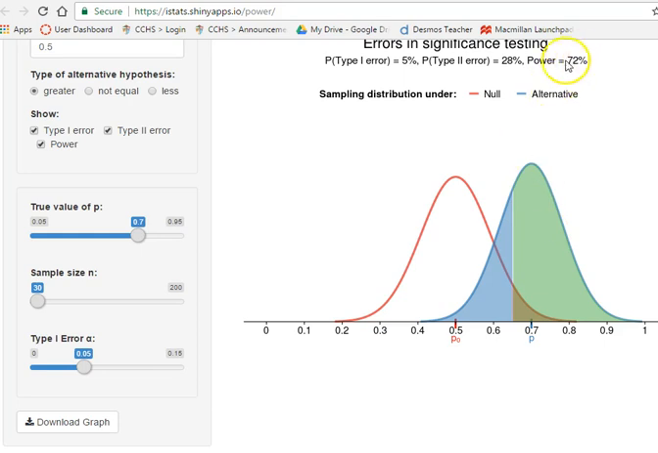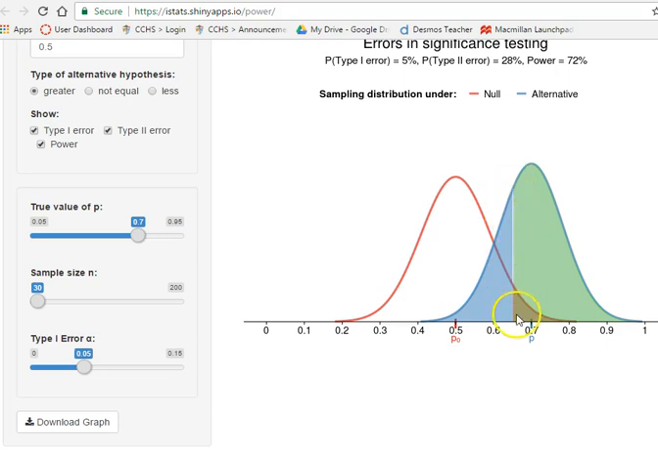So here we have a 72% chance of correctly detecting the false null hypothesis. Notice that the dividing line for power is the same as the dividing line for the type 1 error because the type 1 error is rejecting the null hypothesis when it's actually true, and power is rejecting the null hypothesis when it's actually false.